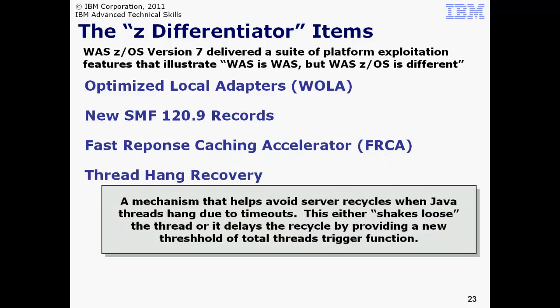Thread hang recovery is a mechanism designed to delay or avoid altogether the dreaded JVM recycle due to hung JVM threads. There are several different mechanisms used by this new function to avoid or delay a JVM recycle. For now, it's sufficient to say that given how disruptive recycling a JVM may be, it's best to avoid it if possible. That's what the new thread hang recovery function does.